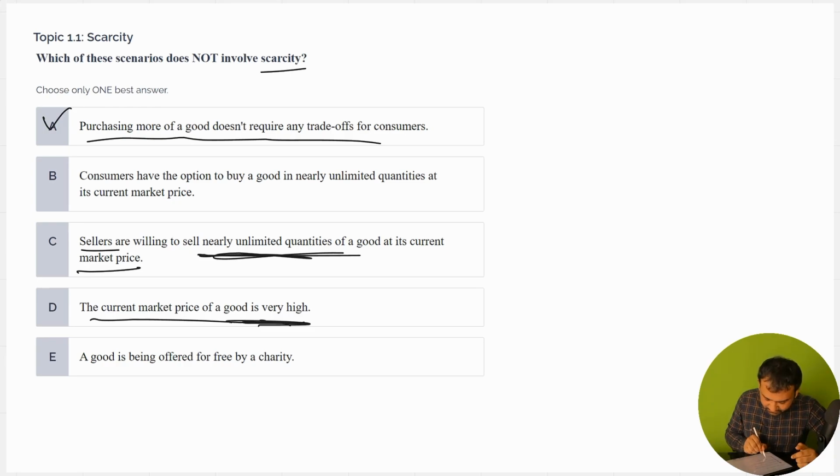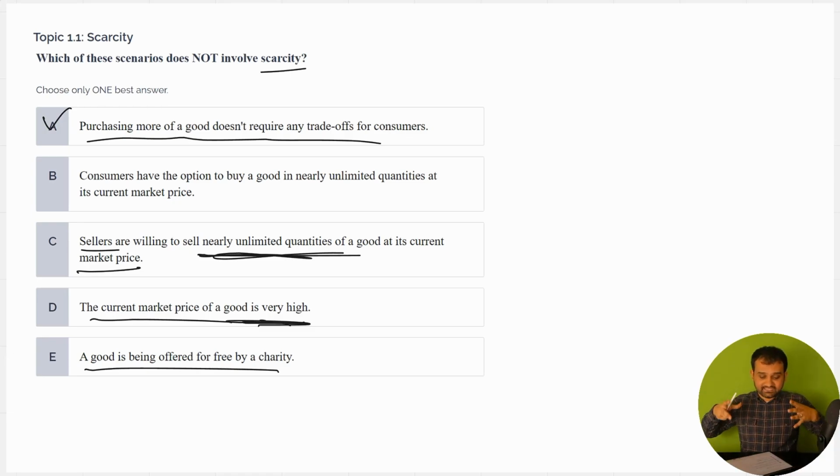Lastly, a good is being offered for free by a charity. How does this involve scarcity? Even if something is given for free, there is an opportunity cost of doing that. So what do I mean by that? When the charity decided to give away some good for free, they could have decided to give something else away for free, but instead they opted for that. For instance, a charity may decide, should we give warm clothes or should we give food?